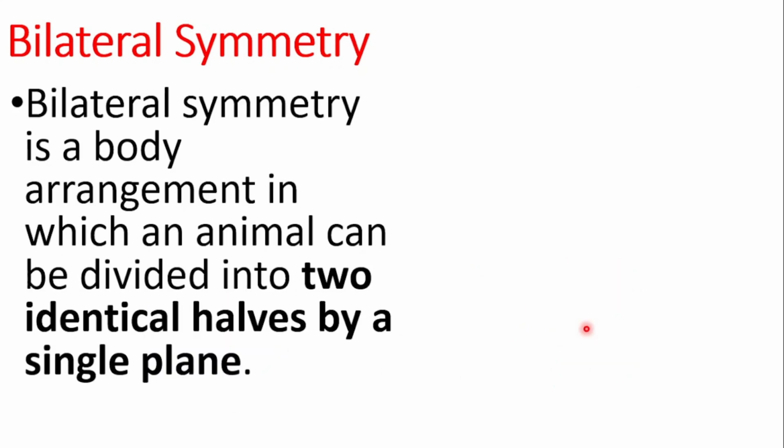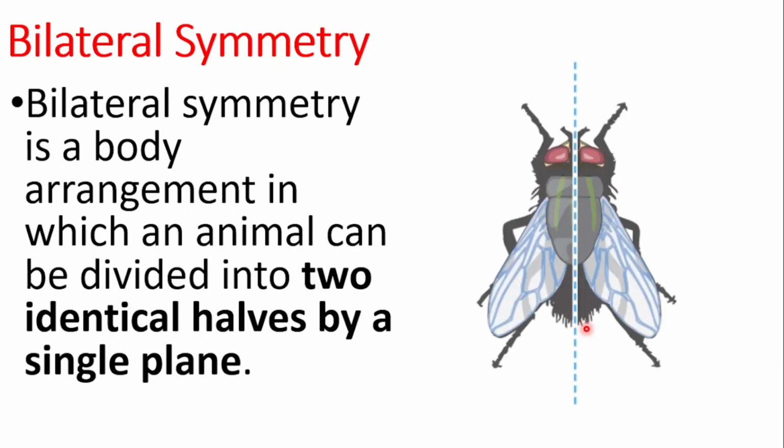All right. So this is literally the same definition, but we're looking at this one. This is also an insect, and we have a single plane. Again, it's a body arrangement in which an animal can be divided into two identical halves by a single plane. Now, when you look at this picture, if you have done line symmetry in mathematics, this is literally a line of symmetry, right? This is a line that cuts the image into two identical halves. So if you're familiar with line of symmetry in maths, you could think about that when we're looking at bilateral symmetry.